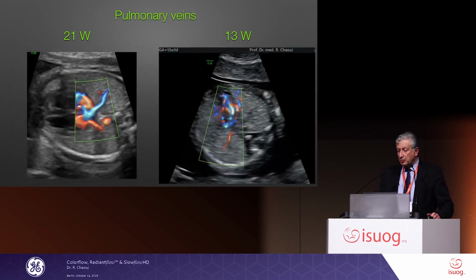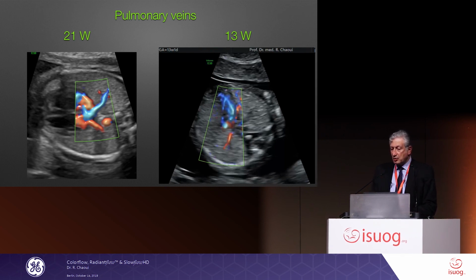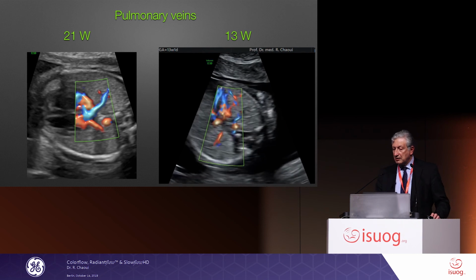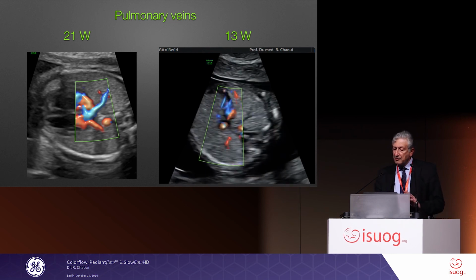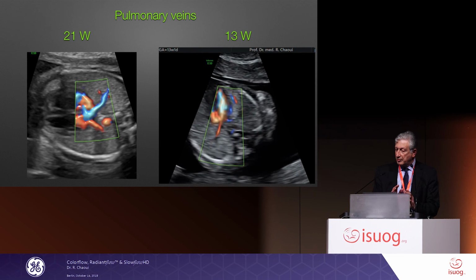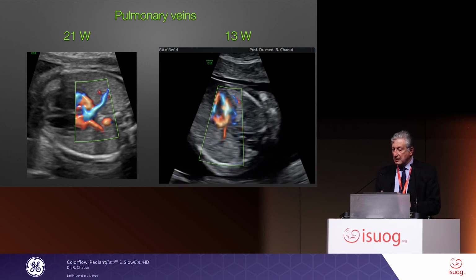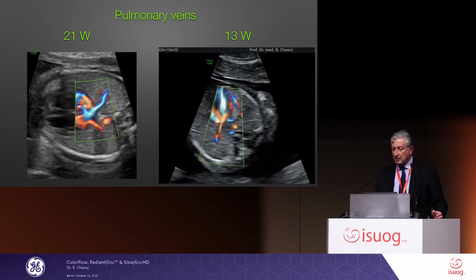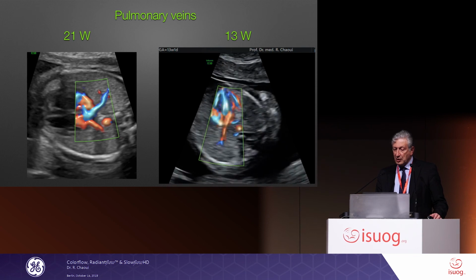Last but not least are the pulmonary veins. So at 21 weeks, it's of course easier, but at 13 weeks, it's also possible to look at this vasculature. So I have, in general, for first trimester, one preset mainly for the heart and one for the tiny vessels like the pulmonary veins, the subclavian, and the thigh box where needed.